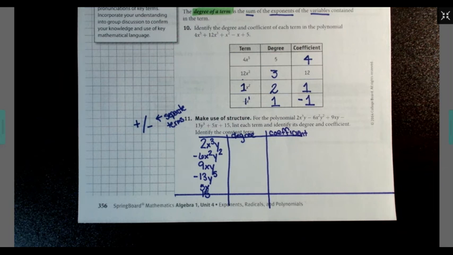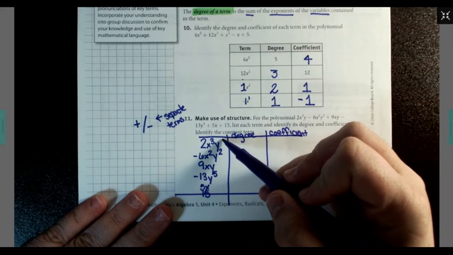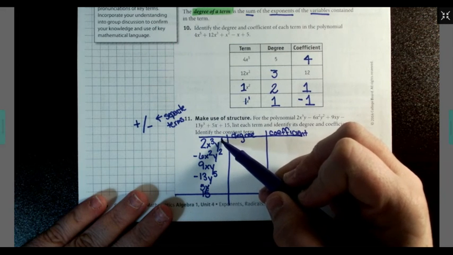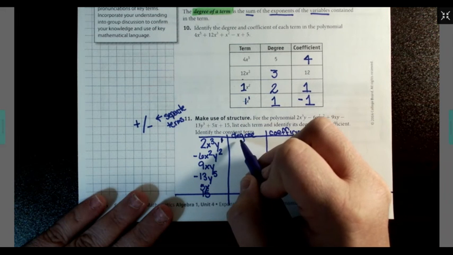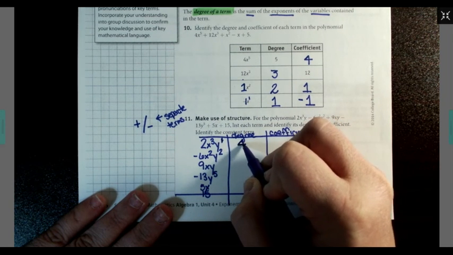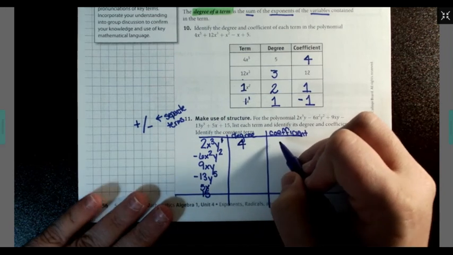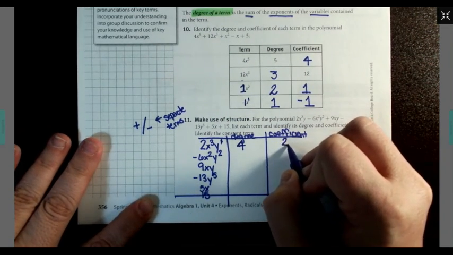So remember, it's the sum of my exponents on the variables. Well, I have the 3 here, but remember there's that understood 1. So my degree is going to be 3 plus 1, which is 4. My coefficient, remember, is the numeric part of this, which is 2.